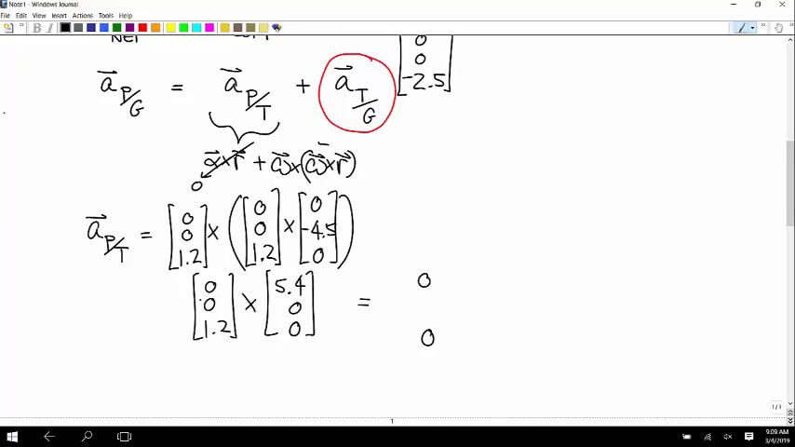What do you get for that? 64.8 or 6.48? Is that right? 64.8. 6.48.